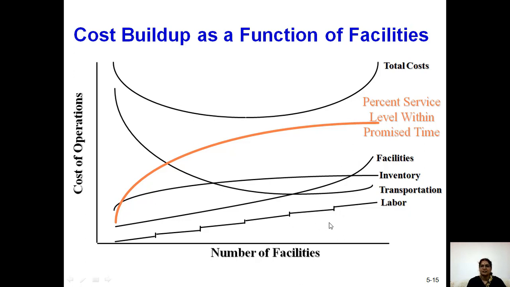And also a relation between the service level in percentage with the number of facilities is shown. Obviously, service level increases with the number of facilities. Service level represents the product availability, and as and when the number of facilities increases, the product availability should also increase. As the number of facilities increases, the firm becomes more and more closer to the customers. Customers become more and more reachable.